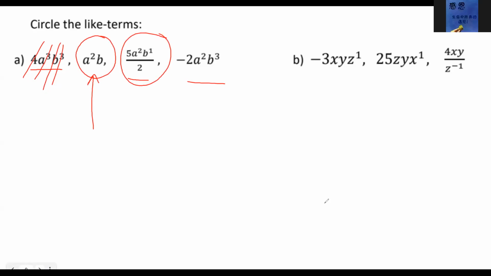Both of these terms have an a squared. See that? And both of them have a b. Look, b is the same thing as b to the exponent 1, right? Okay, so the answer is the two middle terms are like terms. Does that make sense now? Yeah, okay, good. Okay, Amanda, you can see if you can do the next one.